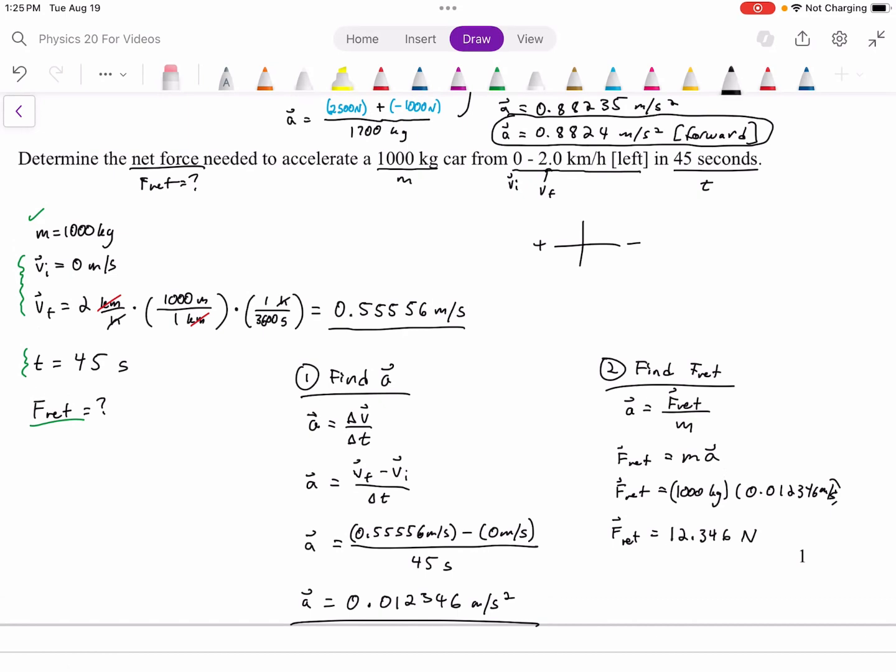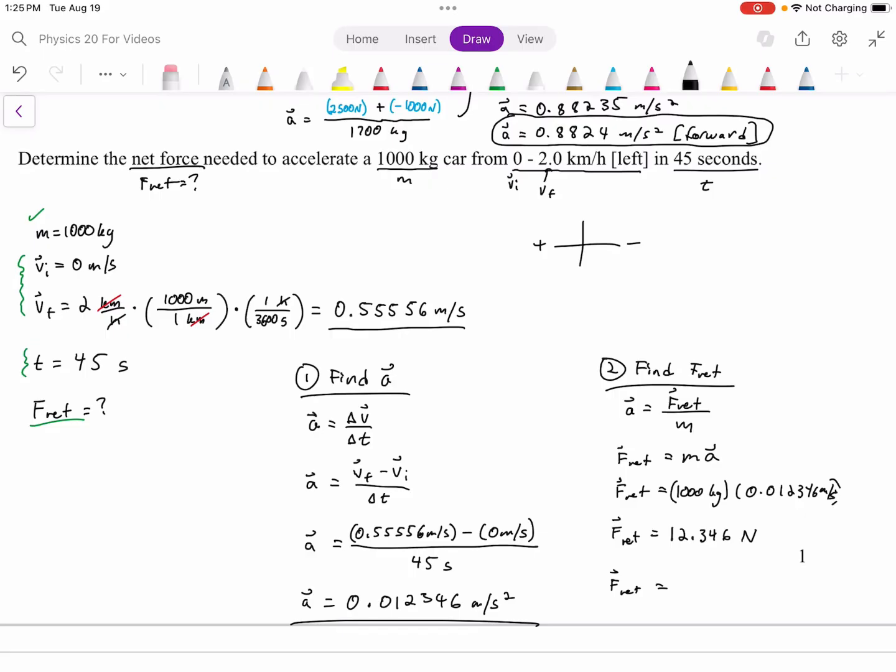Okay, positive. Is that a good sign or a bad sign? That's a good sign because we knew it was accelerating to the left and we called left positive. Well, to accelerate to the left, you need a net force to the left. So it's a good thing we got a positive. We were expecting a positive.